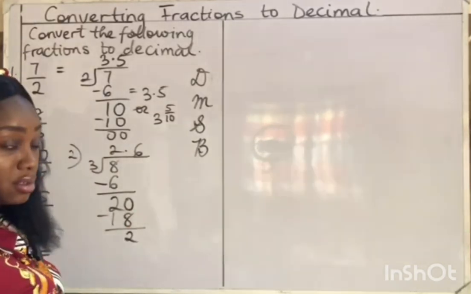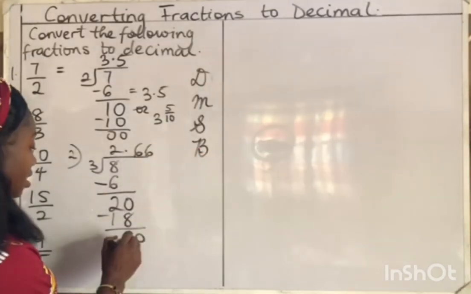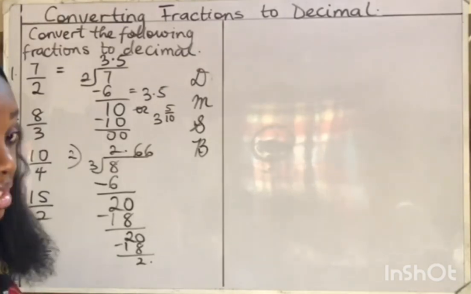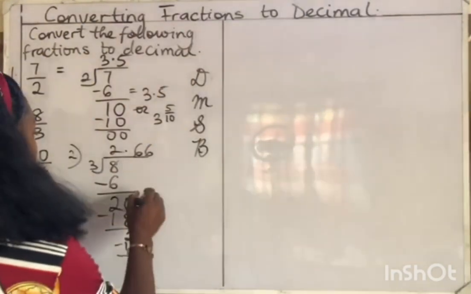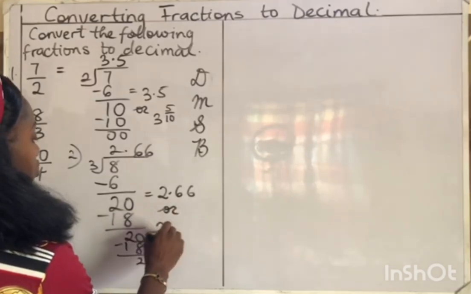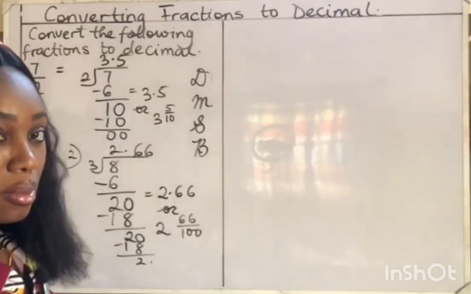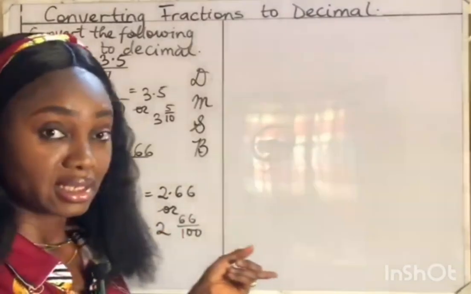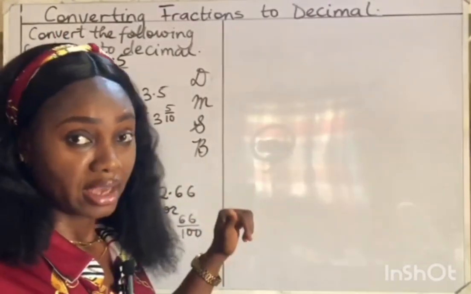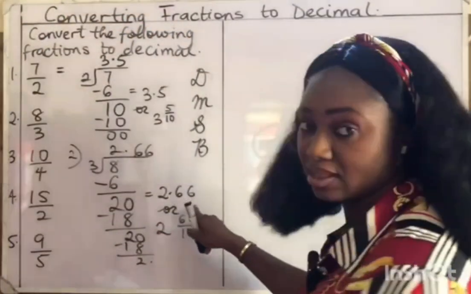And then the process keeps going on and on continuously. We keep having 6 till infinity. So this is 2.66 or 2 wholes 66 over 100. All right, remember I taught you in our last class how to convert your decimal to fraction. Okay, so this is the fraction of 0.66.